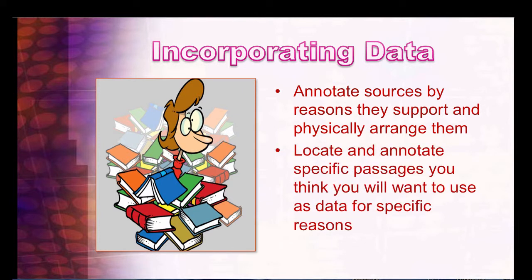And then go ahead and locate and annotate specific passages that you think that you're going to want to use as data to support specific reasons. And you can do that a number of ways. You can use Post-it notes or whatever works best for you. But it's a good idea to do that before you begin writing your zero draft, because again, you don't want the flow of your writing while you're writing that zero draft to be interrupted any more than it absolutely has to be.